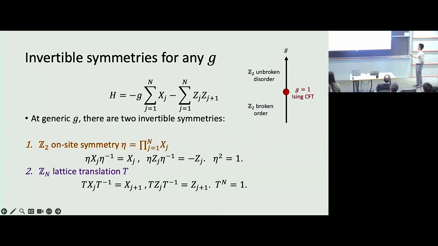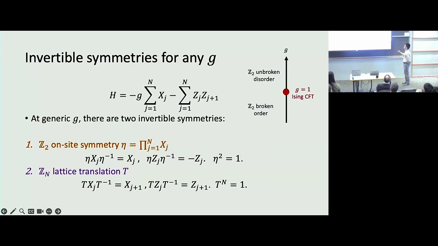When g is very large, so we're taking the opposite limit, the first term dominates. And you are instructed to diagonalize the qubit in the X basis. So the spin is kind of pointing sideways. But this time, it has to point in a specific direction. It has to point in the direction where X is plus 1 to minimize the energy. So you have a unique ground state in that limit where g goes to plus infinity. And that's the Z2 unbroken phase, known as the disordered phase. Right at g equals 1, there's a second order phase transition.